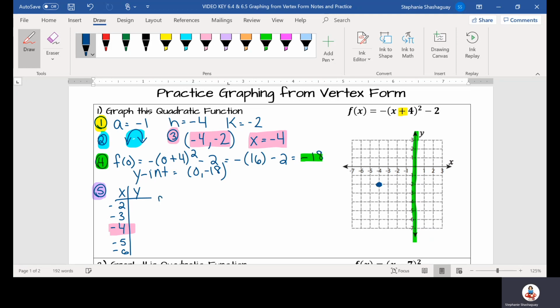Okay, so now I'm going to find f of -2, and that's going to be equal to negative (-2 plus 4) squared minus 2. Well, -2 plus 4 is going to be 2. 2 squared is 4, so I'm going to have -4 minus 2, which is equal to -6. So when my x is -2, my y is -6.